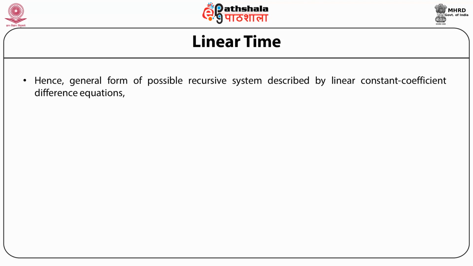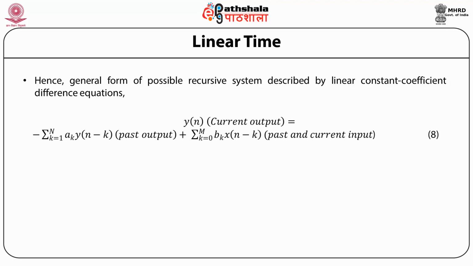Hence, the general form of the possible recursive system, which is described by a linear constant coefficient difference equation, is y(n) equal to minus summation over k equal to 1 to N, a_k y(n minus k), that is the past output, plus summation over k equal to 0 to M, b_k x(n minus k), past and current input, or summation over k equal to 0 to N, a_k y(n minus k) equal to summation over k equal to 0 to M, b_k x(n minus k), with a_0 equal to 1.